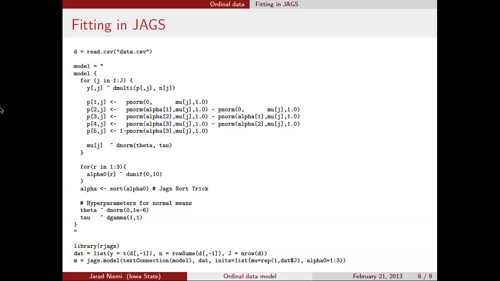All right, questions on the JAGS code? Yes? This is the opposite. Remember, this is the precision. So this is actually a very diffuse prior. Yep.